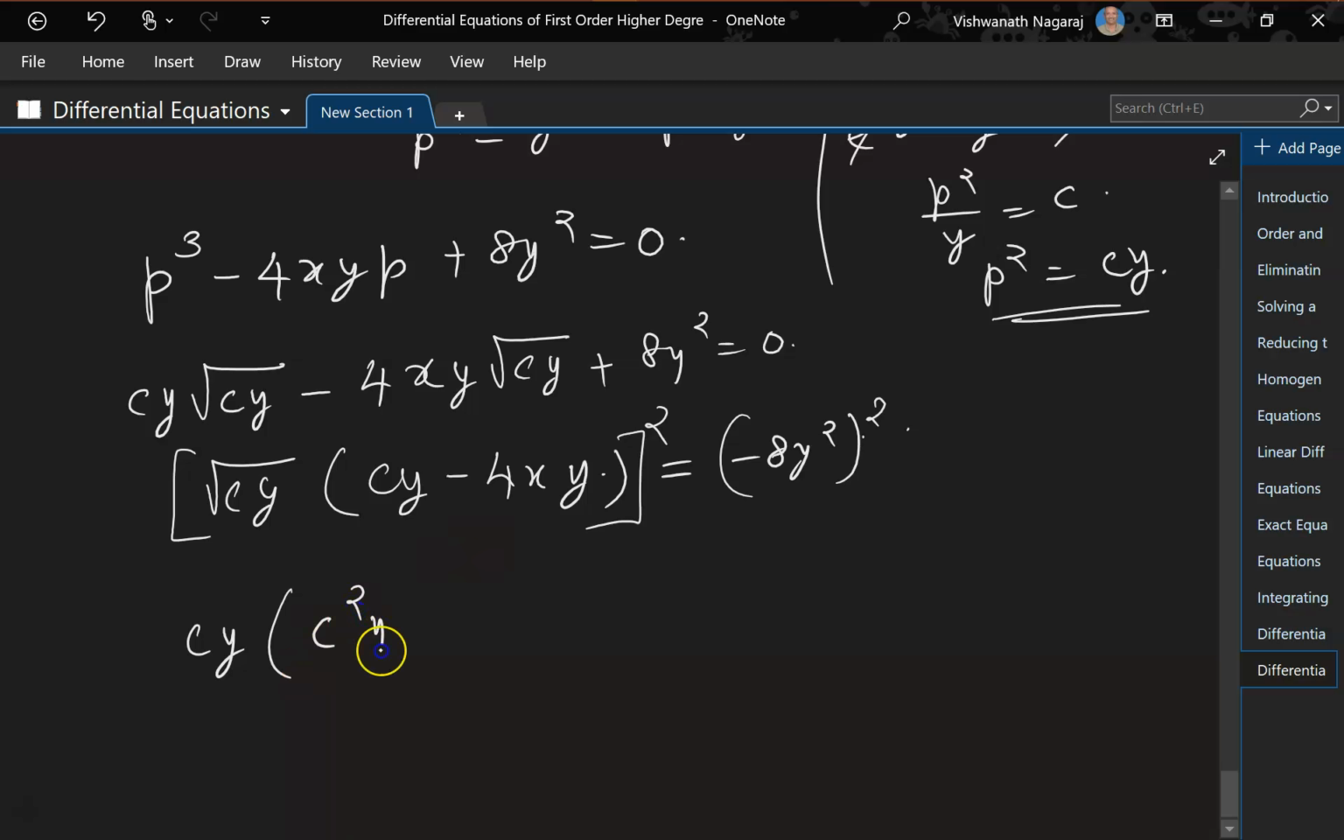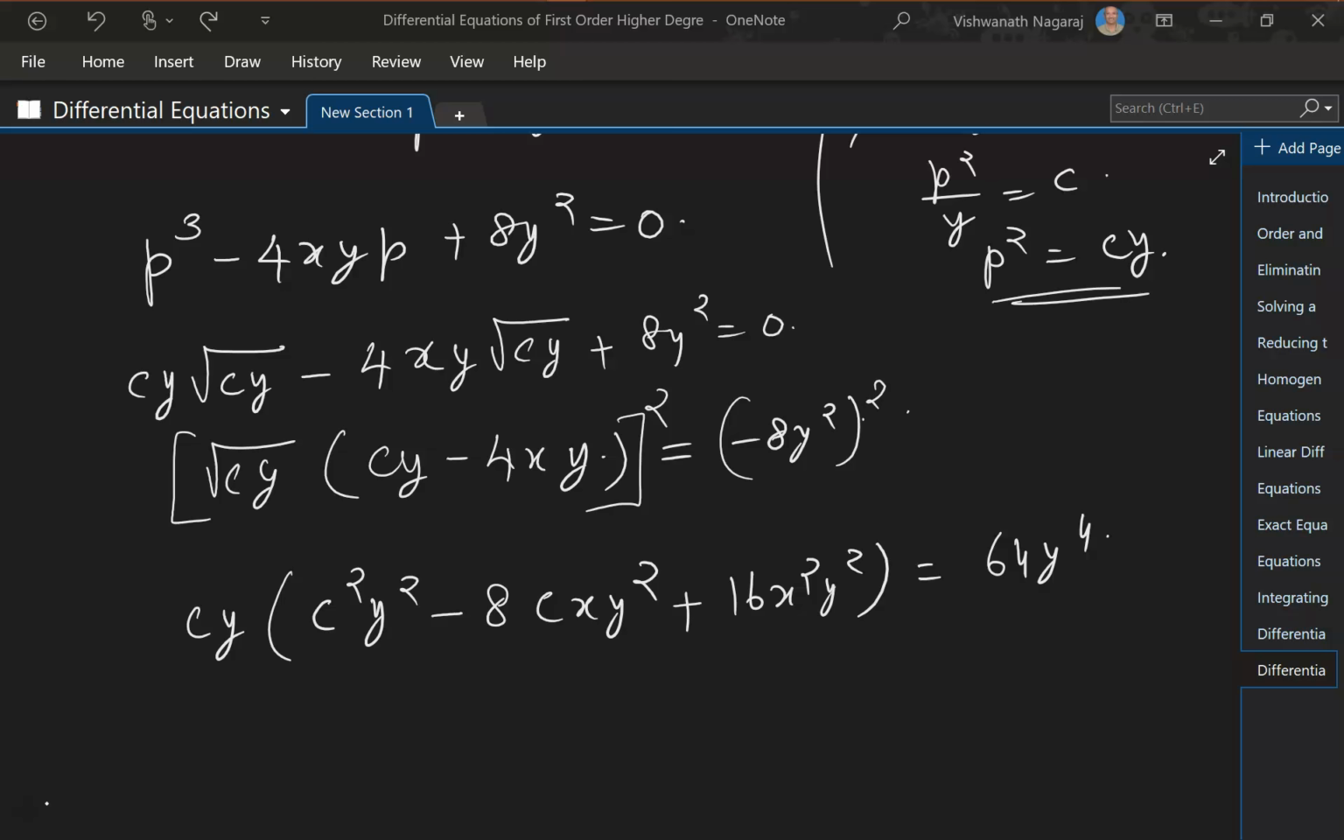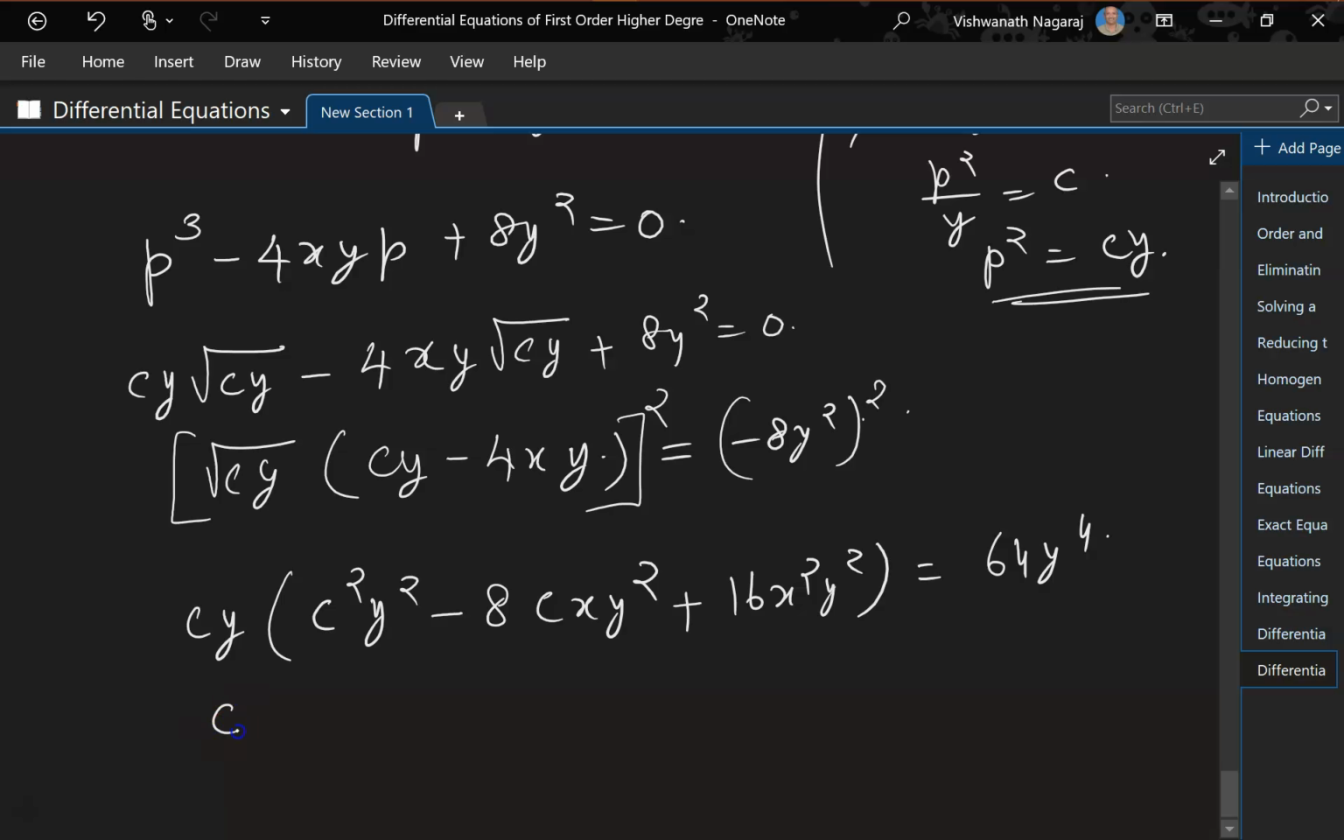So this becomes c square y square minus 4 times 2 times 8cxy square plus 16x square y square is equal to 64y4. Now remember, this all is pure algebra. So cy, now y square we can take it out. So this becomes y cube, and here we are left with c square minus 8xy square.